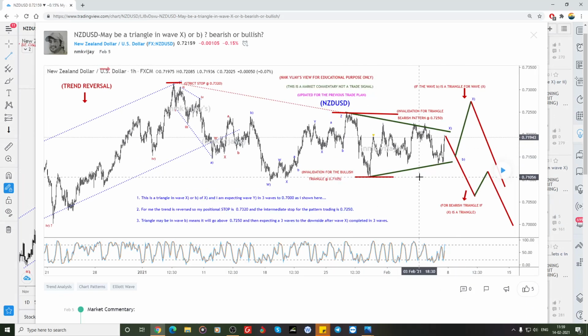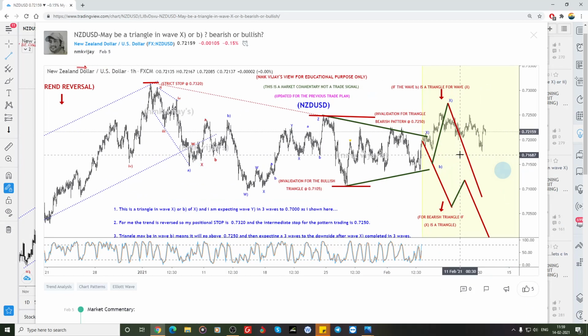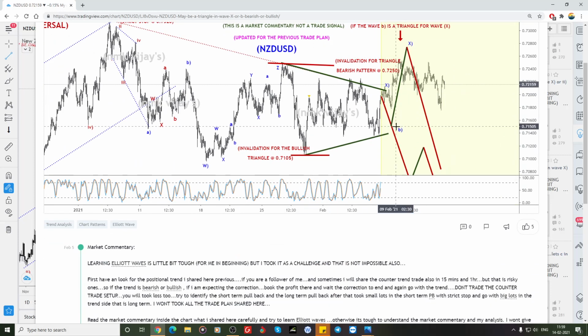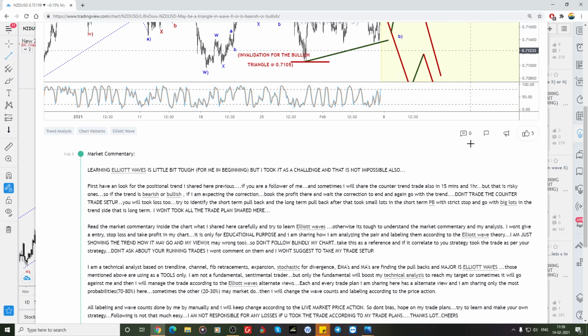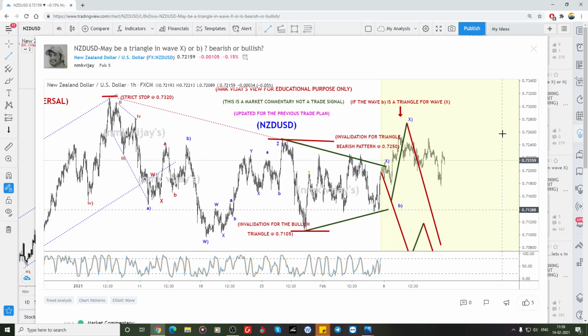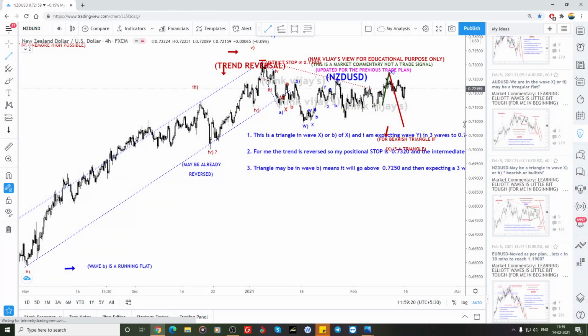Here I took this as a triangle, so it could be a high. In the B wave triangle, it could be B, C. So this is the W and this is the X, and again one more wave to the downside for that Y wave. So that is our view. And one more view here.